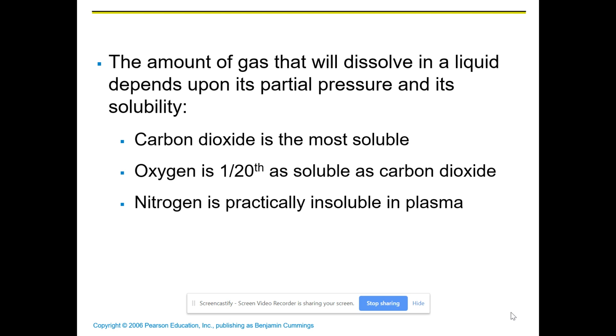So Henry's law says that the amount of a gas that will dissolve in a liquid depends on its pressure. There's another thing it depends on too, and that is its solubility. Some gases are very soluble and easy to force into a liquid. Some are not so easy. Of the three that we're interested in, carbon dioxide is the most soluble. Oxygen is only about 1/20th as soluble as carbon dioxide, whereas nitrogen is almost completely insoluble in plasma. It is very, very difficult to get it to go into water.